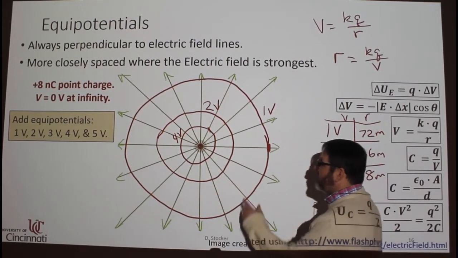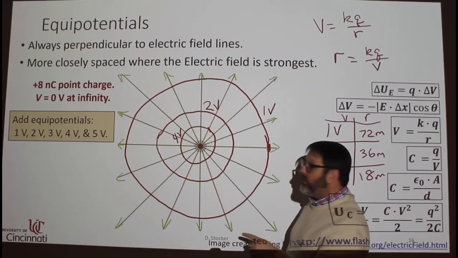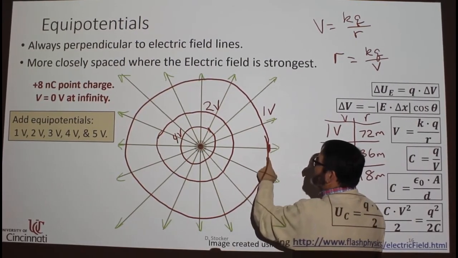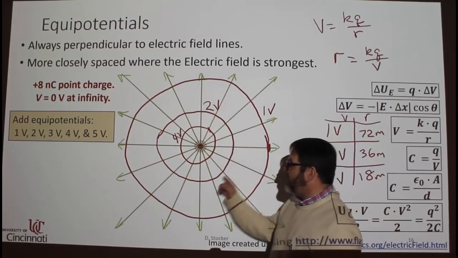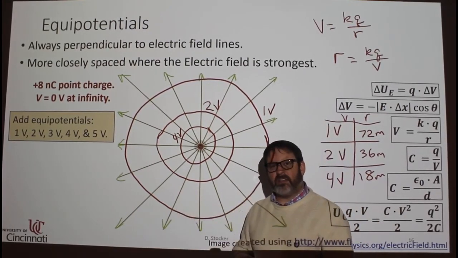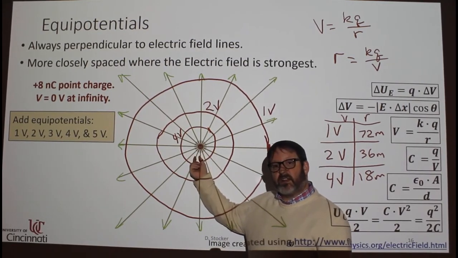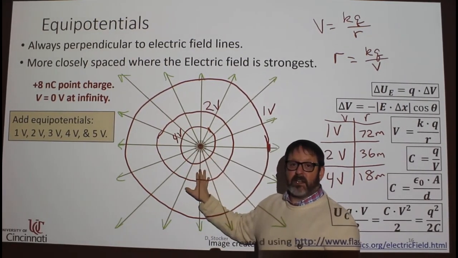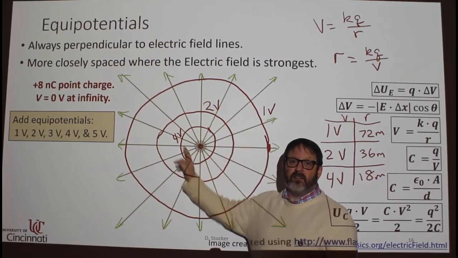Also, you should note that in every place, if I was good at drawing circles, the equipotential line crosses the field line at 90 degrees. That's always true for any charge configuration. So whenever the electric field lines are getting closer together, so are the equipotential lines, and the equipotentials are always perpendicular to the field lines.